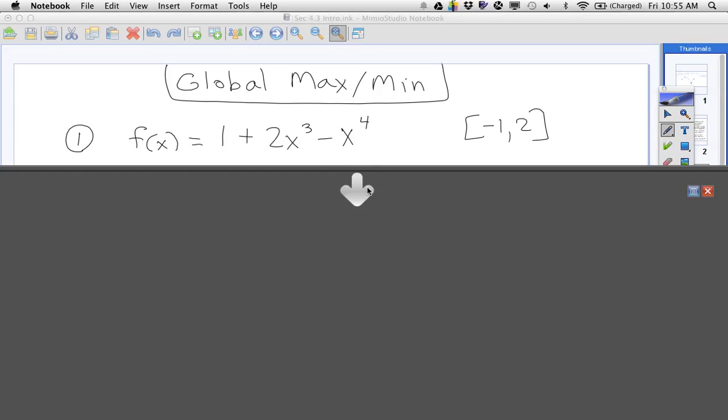And so then what do we do? Plug them back into the original. What else do we plug into the original? The endpoints. And then that's it, right? We see what we get, and the biggest one is the max, and the littlest one is the min. Now, it got a little messy with the fraction and that kind of stuff.